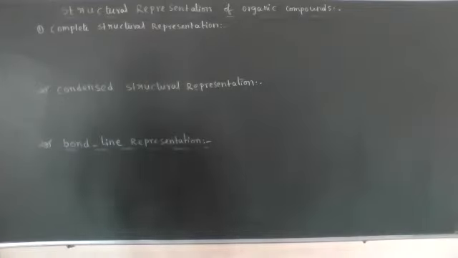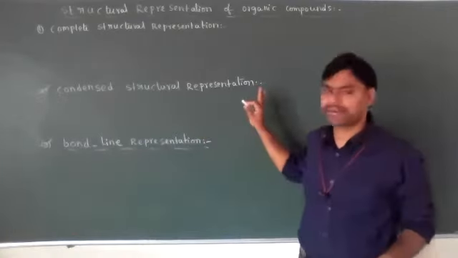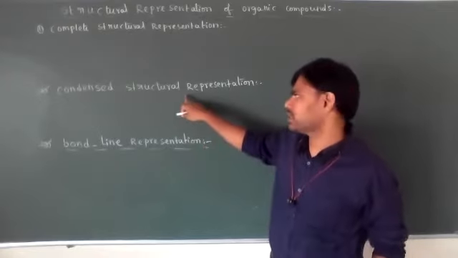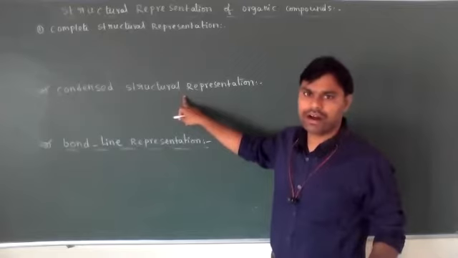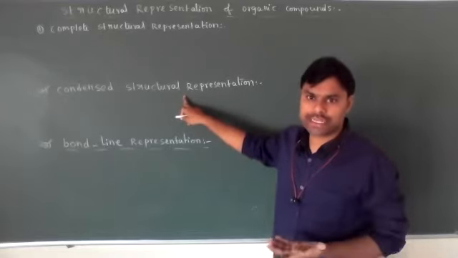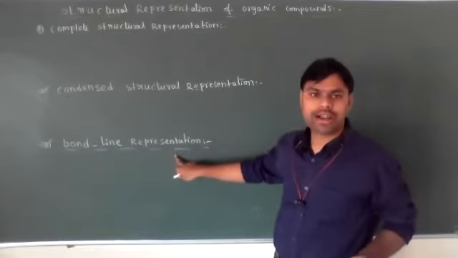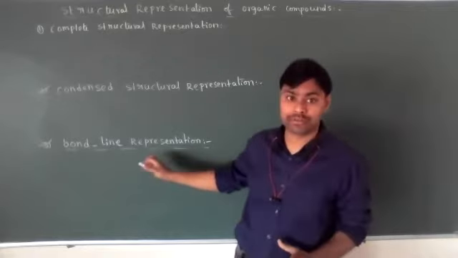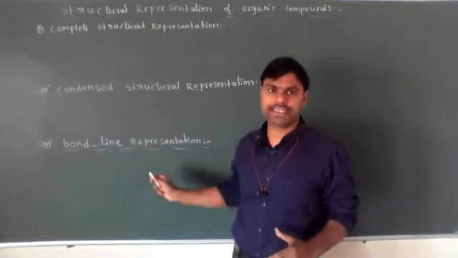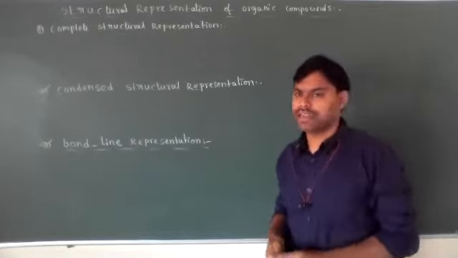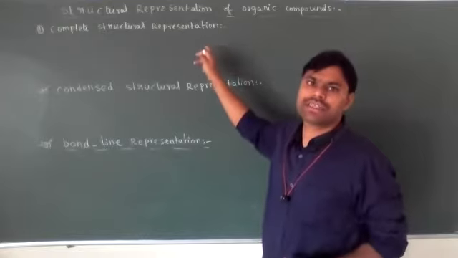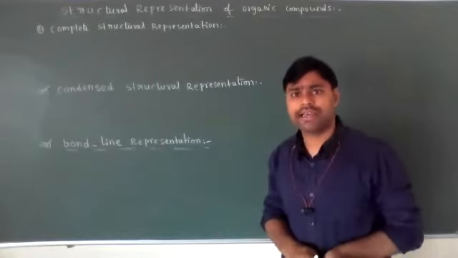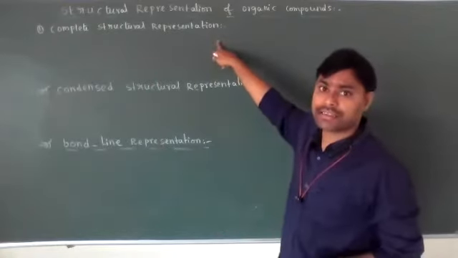One is the condensed structural representation method we are following. Otherwise, bond line representation also we are following. In examinations, they will use these representations of organic compounds, so we have to choose the correct products and everything. In an objective exam, the organic compounds mostly they will give either in condensed structural representation or in bond line representation. But complete representation they never give, because it takes a lot of time and it requires more place, more surface area also.